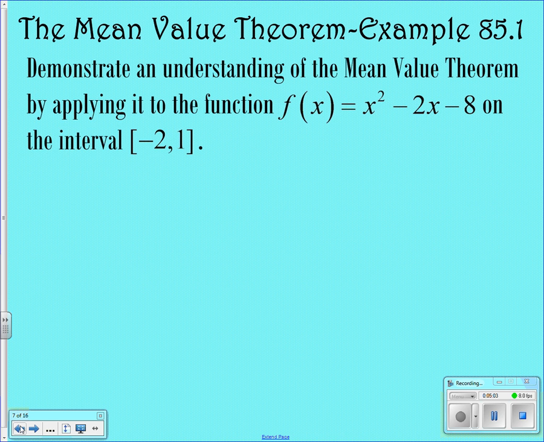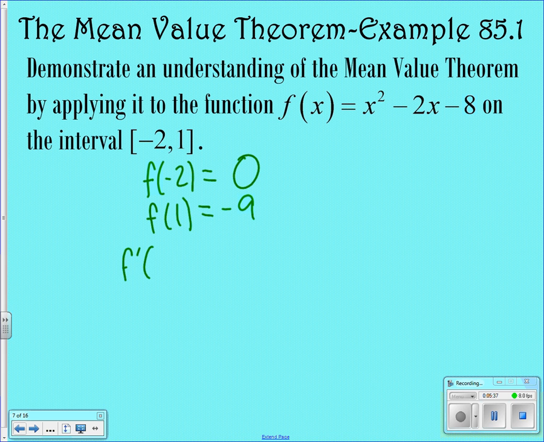All right, so let's look at the first example. We want to demonstrate an understanding of the mean value theorem by applying it to the function f of x equals x squared minus 2x minus 8 on the interval from -2 to 1. So we are going to first figure out what f of -2 is and f of 1. F of -2, if you plug in -2, equals 0. And then f of 1 equals -9.